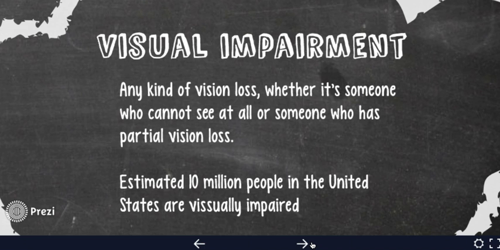Visual impairment is a term experts use to describe any kind of vision loss, whether it's someone who cannot see at all or someone who has partial vision loss. Many people have some type of visual problem at some point in their lives. Some can no longer see objects far away, others have problems reading small print. Some people are completely blind, but many others have what's called legal blindness. It is estimated that 10 million people in the US are visually impaired, so chances are you will have some students in your class that have this issue.